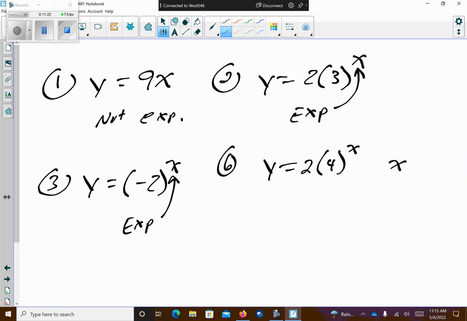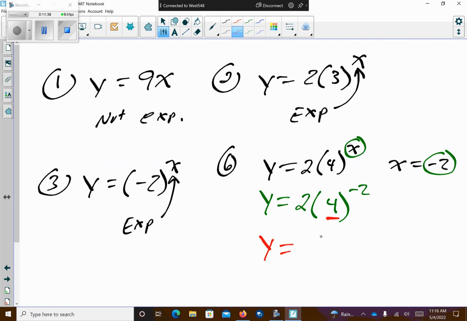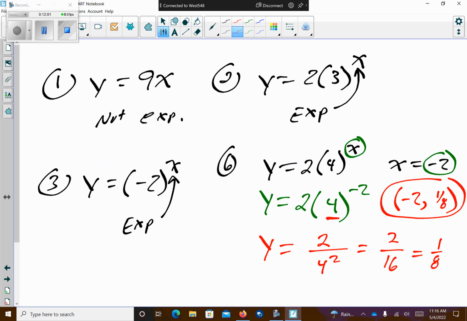Then I asked you to do number 6, and it said y equals 2 times 4 raised to the x, and we want to know what happens when x is equal to negative 2. Well, I'm going to take this negative 2, and I'm going to replace it here. Okay, negative exponent with this 4 is going to do what with the 4? It's going to move it where? To the bottom, so I get 4 squared. Okay, 4 squared is 4 times 4, which is 16. So I get 1/8. So that would yield me the point negative 2 comma 1/8. Okay, so again, this is just from the homework from last night.